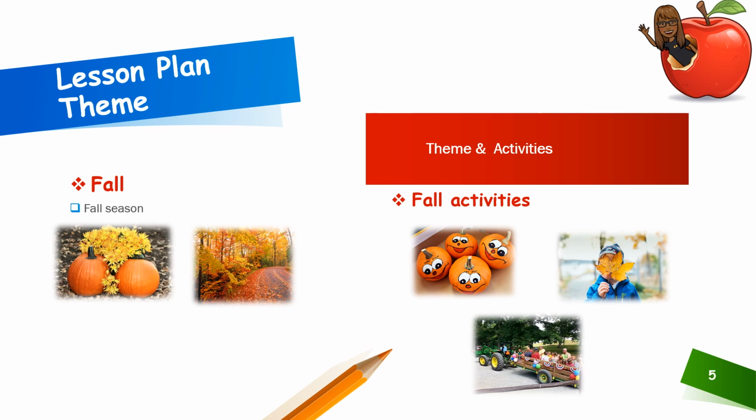And for my activities, I want to include the painting of pumpkins. I also want to have the children use their fine motor skills, go outside and pick fall leaves, and also talk to parents about fun activities that they can do with their children, such as going for a hayride. Let it be a family fun affair.